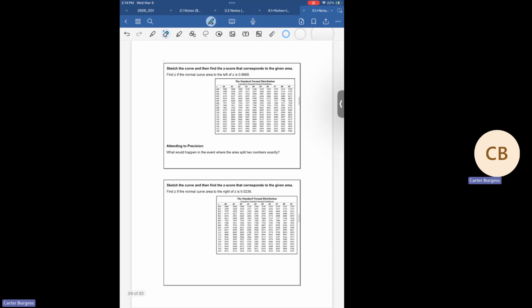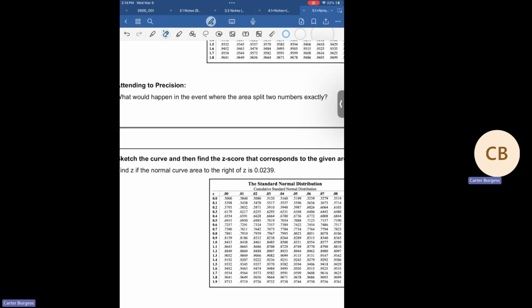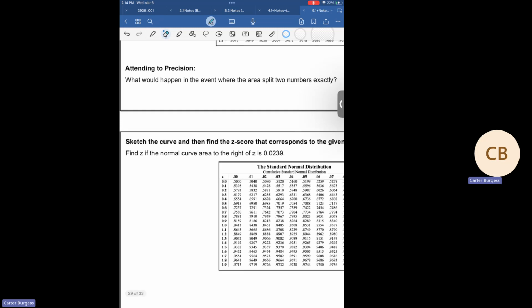Okay, let's take a look at one that is to the right. For my calculator, it can only do to the left. So you guys try this to the right here. In this case, we're being told that the area is to the right of z, 0.0239. I'm going to need to convert that to an area to the left and then do the same thing. So how do I take area to the right and convert it to area to the left?